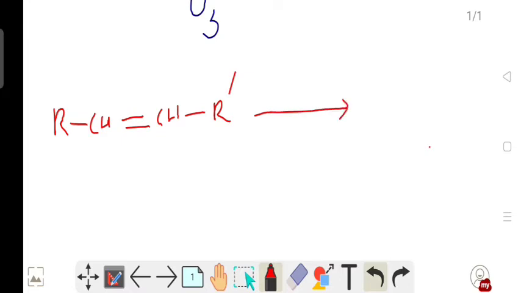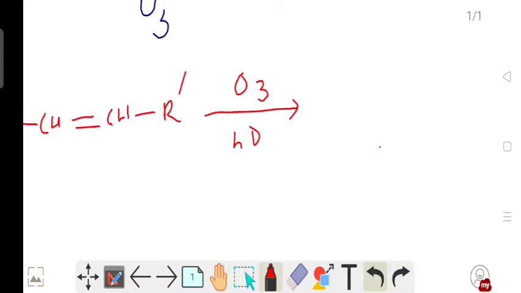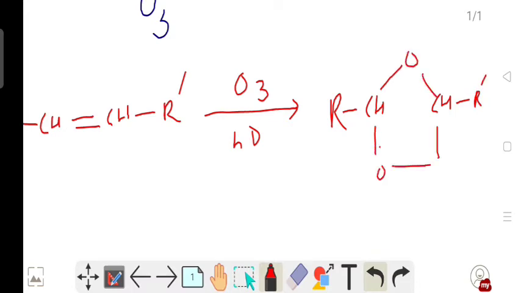And if you use here ozone with sunlight, then the ozonolysis reaction will go on, and first it will form an ozonide product. It is a 5-member cyclic transition state. So for the ozonide, the procedure is just to break down these two bonds and attach 3 oxygen atoms here. That means R-CH-CH-R', and the ozonide looks like this. This is the ozonide product, like a 5-member cyclic transition state.